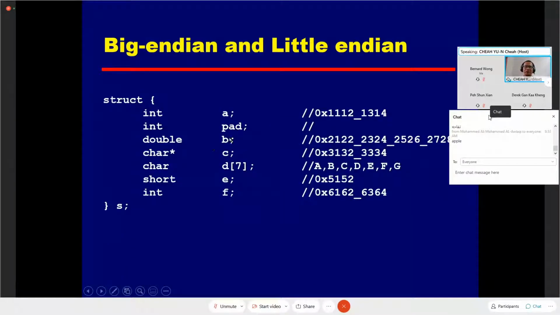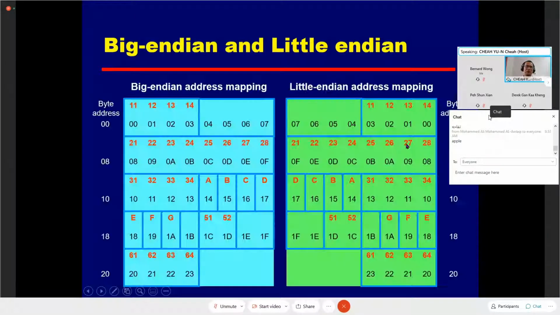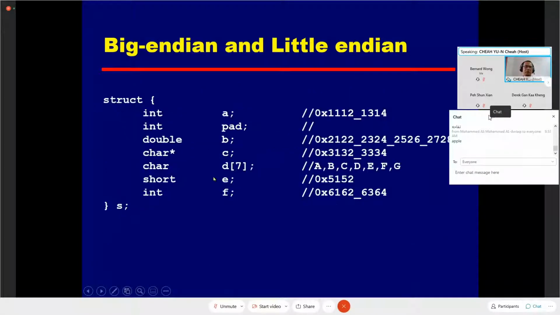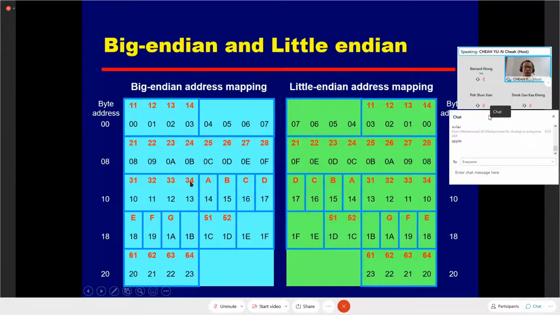Then you have a double integer, which consists of 21, 22, 23, 24, 25, 210. Here it fills up the entire word, because it requires double length. And of course, since it has filled up the entire word, both big endian and little endian will look the same. Then the character string 31, 32, 33, 34. On the little endian side it must also look like 31, 32, 33, 34. Apple is an apple.